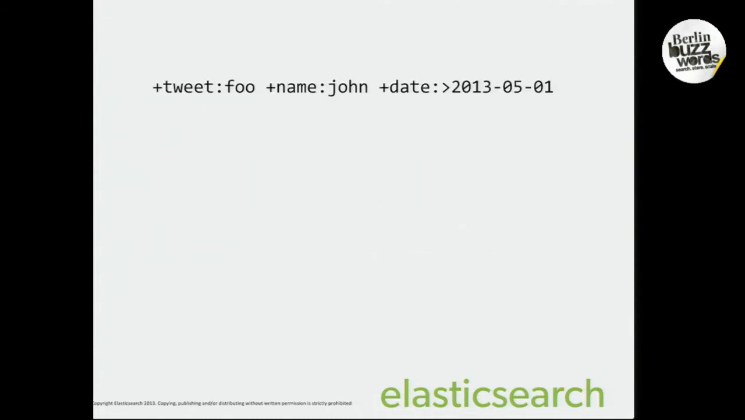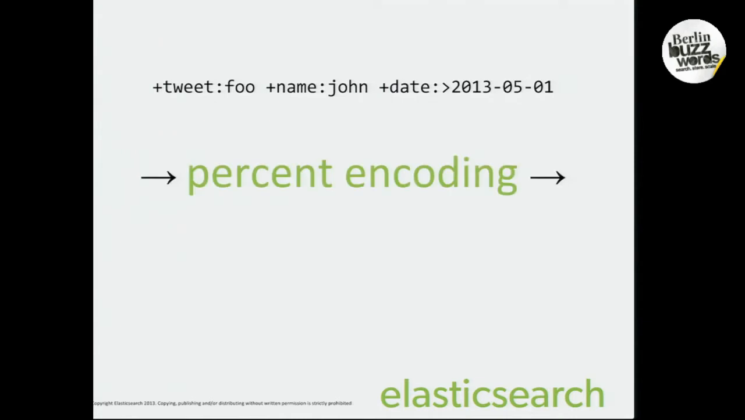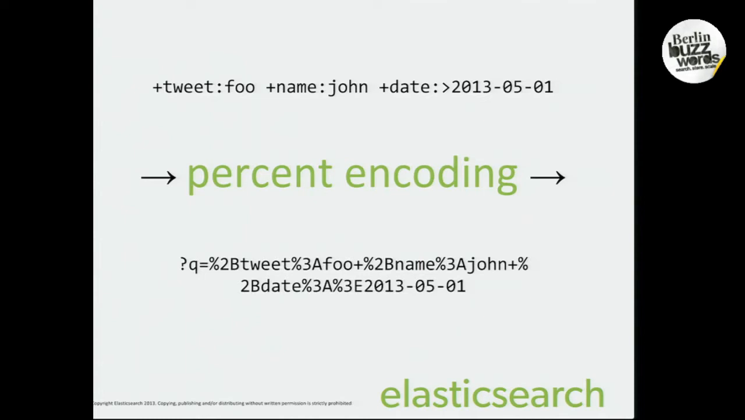Search light can actually be pretty complex. This one says the word foo in the tweet field must exist, the word John in the name field must exist, and the date field must be greater than the beginning of May. That's all well and good. Unfortunately, this is passed in the query string, so once you encode it correctly, it's slightly less readable.